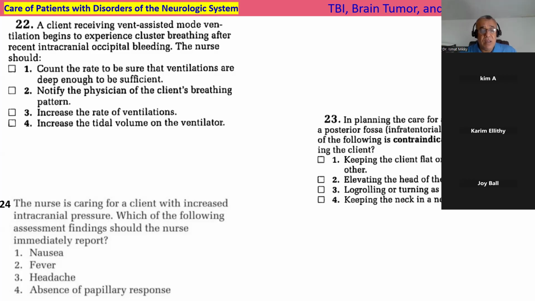So 23. In planning the care for a client who has a posterior fossa, which is infratentorial, because in the book you'll find the two different types, supratentorial and infratentorial, which has to do with the posterior fossa, above or below the tentorium, it's a type of craniotomy surgery. Which of the following is contraindicated when positioning the client? 1. Keeping the client flat on one side or the other.